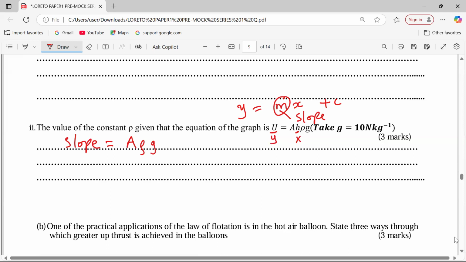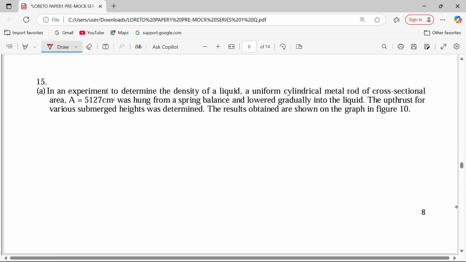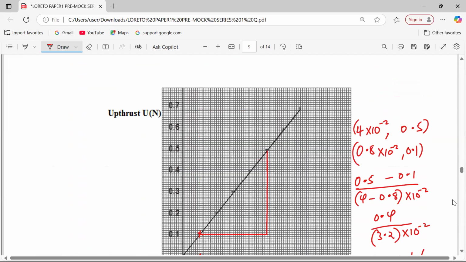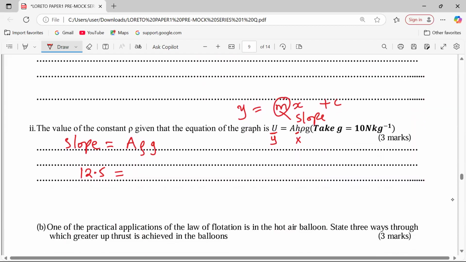That becomes our slope. Therefore, our slope of 12.5 is equivalent to the cross-section area, which has been found, made into a unit. That one is known. 5127, we divide it by 10,000. So 5127 as the cross-section area becomes 0.5127, divided by 10,000, multiplied by unknown rho, multiplied by g. So the slope is the values that multiply the quantity on the x-axis, and the slope is known.